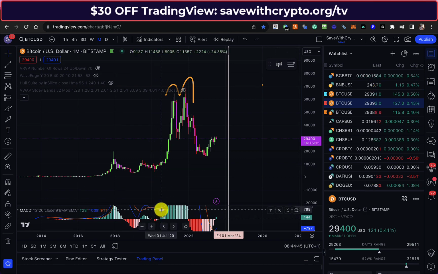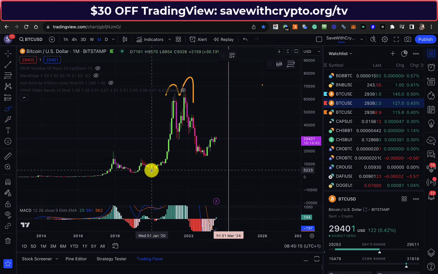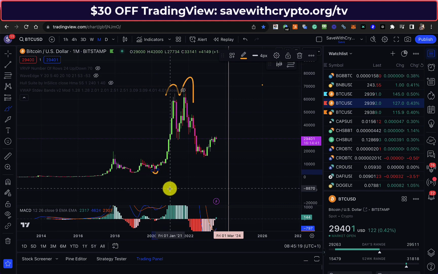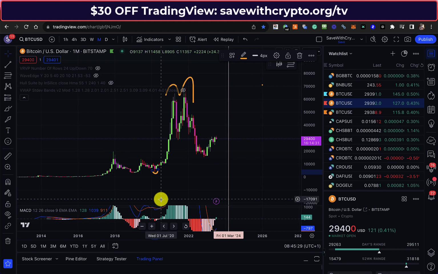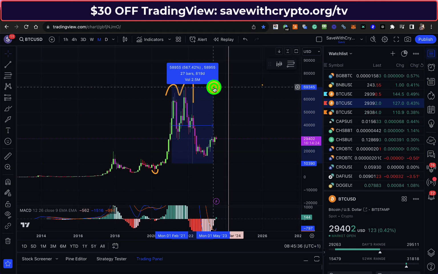The MACD went green here around about January 2020 to February. Then, of course, in March 2020, there was a COVID crash, which if you look at it in the grand scheme of things, doesn't look that bad, does it? It's just this little bit here. That's all it was. After that, the MACD went green July 2020, and then we saw it go pretty much to the all-time high. So that was a 567% increase.